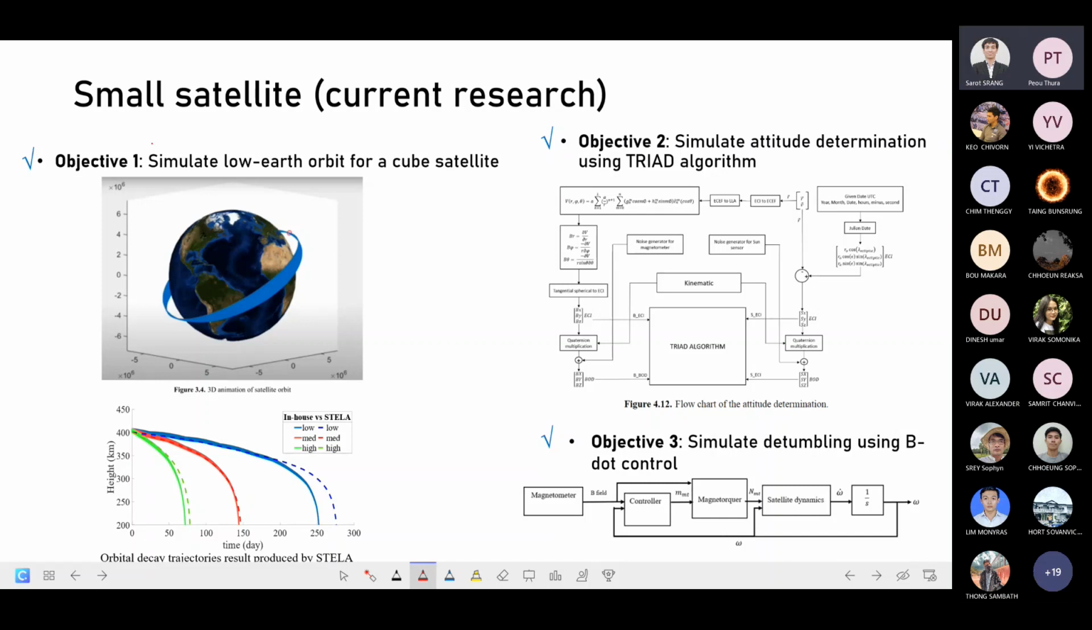For the satellite, the first objective was to simulate low Earth orbit for a CubeSat. CubeSat means the size of the satellite is 100 millimeters, so it means 0.1 meter. Most of the time we call this one unit of CubeSat.